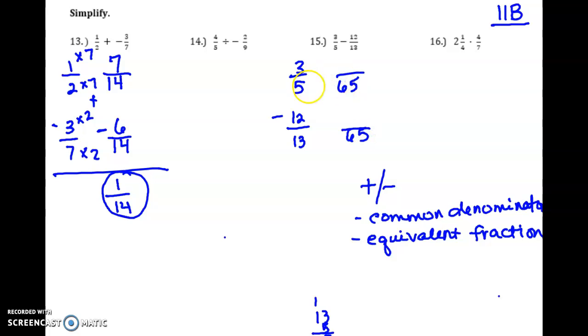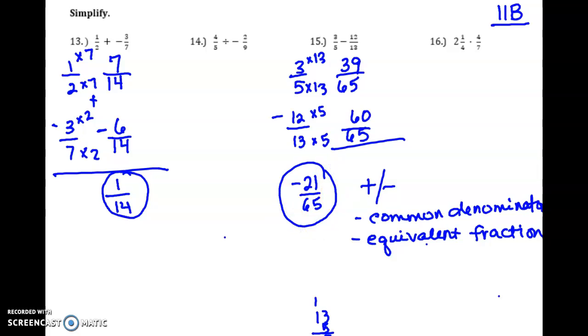Okay, in this case, 5 times 13 is 65, so 3 times 13 would be 39. So our equivalent fraction would be 39/65, and then for the other fraction, 13 times 5 would be 65, so 12 times 5 would be 60. So now we just look at the numerators. 39 minus 60 would be -21, over 65, and that would be our answer. Okay, so adding and subtracting, you need a common denominator, and then you can get your equivalent fractions.